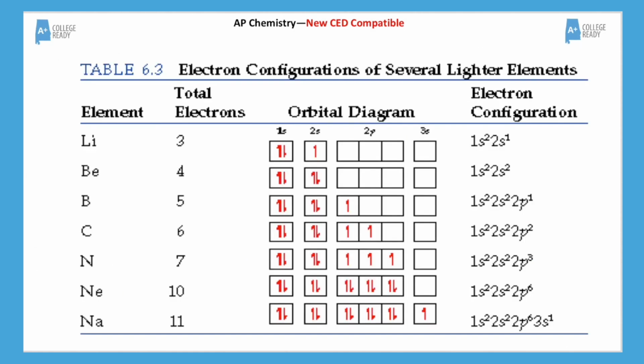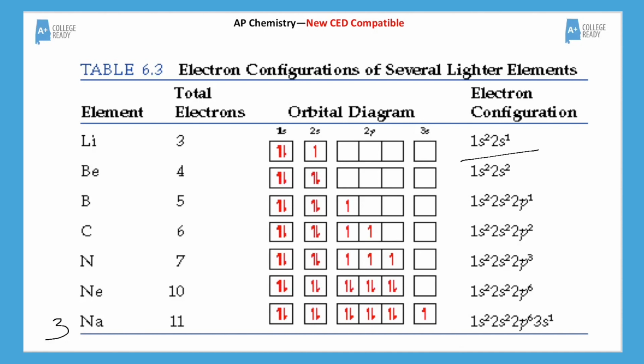So here are some examples of the orbital diagrams for lithium. That would be the 2nd period, and then sodium would start off the 3rd period, and their electron configuration. If you've forgotten how to write those, this is a good review of how the electron configuration corresponds to an orbital diagram.